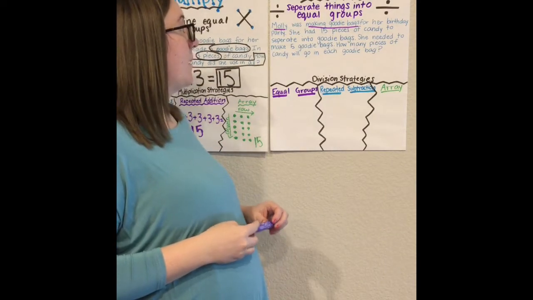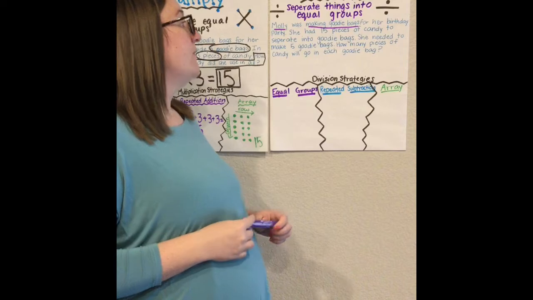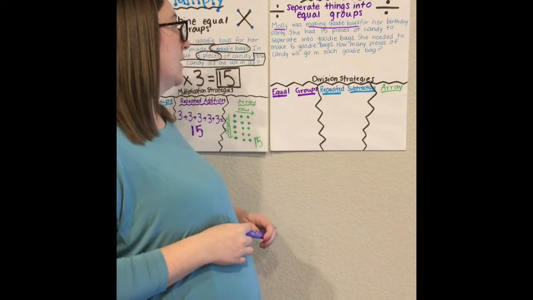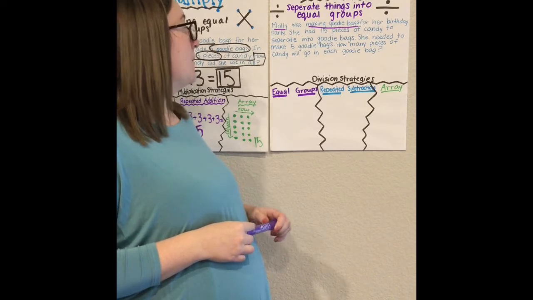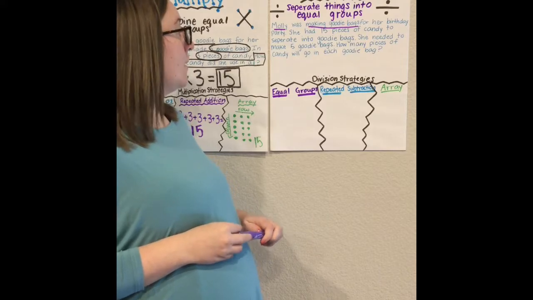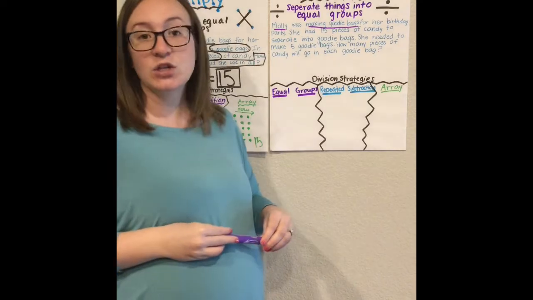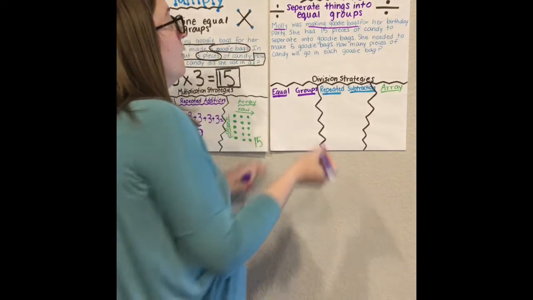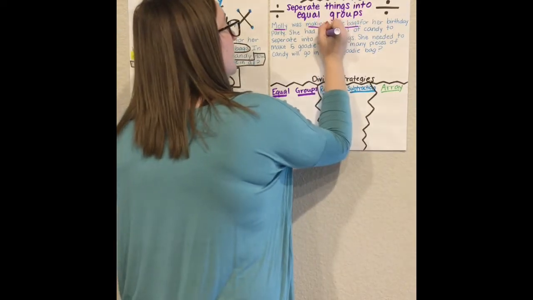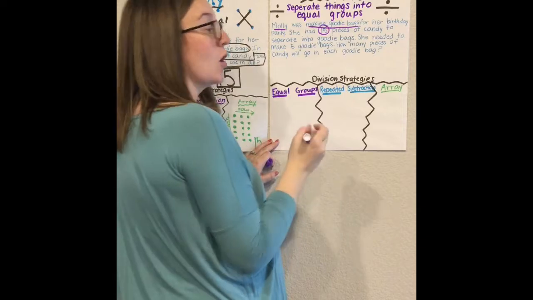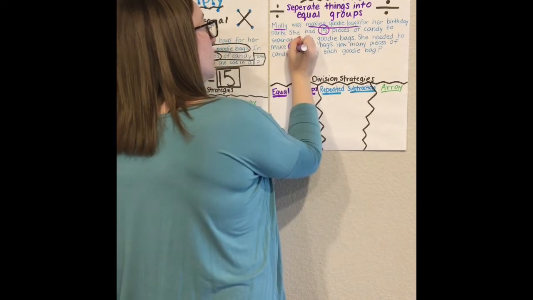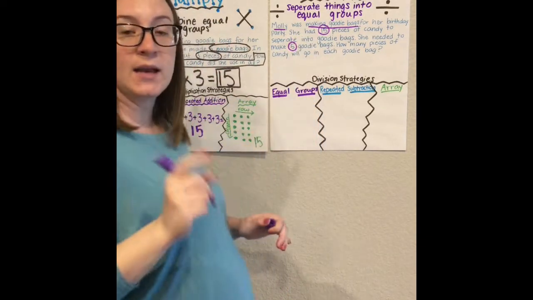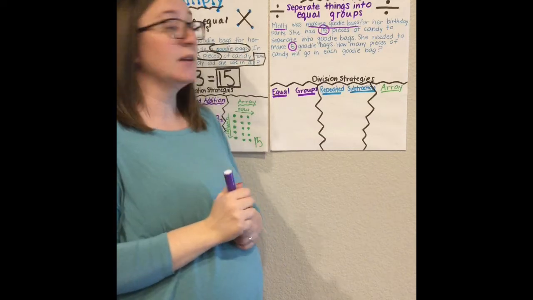Molly was making goodie bags for her birthday party. She had 15 pieces of candy to separate into goodie bags. She needed to make 5 goodie bags. How many pieces of candy will go in each goodie bag? Remember, this time we're thinking about the numbers. We have 15 pieces of candy, and they are going into 5 goodie bags. All right, reading it again, thinking about the question.